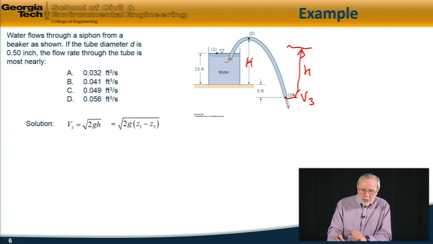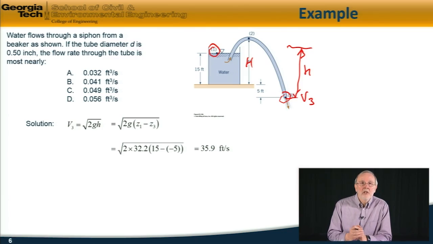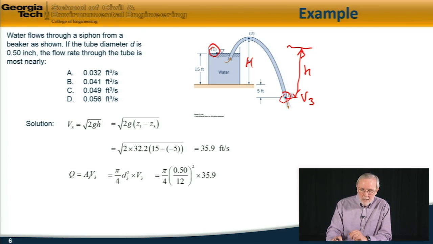So now we can substitute in the numbers. That is equal to the square root of 2g times (z1 minus z2), where z1 is the elevation of the free surface, and z2, or z3, is the elevation of the opening. So that is equal to that. Substituting in, the exit velocity is 35.9 feet per second. And again, notice that this does not depend on the diameter of the tube. It only depends on h. So finally, to get the volume flow rate, we have Q equal to A3 times V3, pi over 4 D3 squared times V. Substituting in the numbers, the answer is 0.049 cubic feet per second, or C.